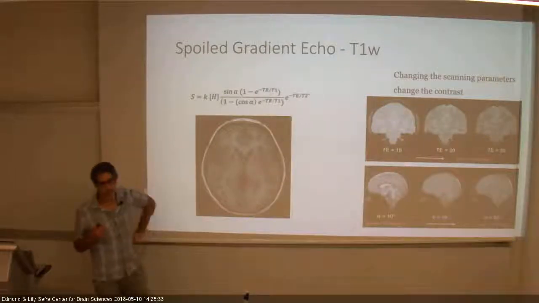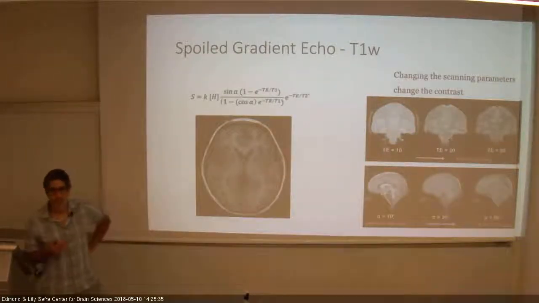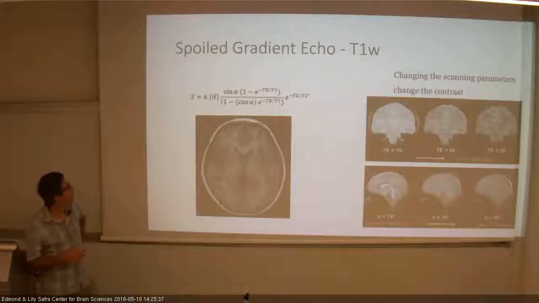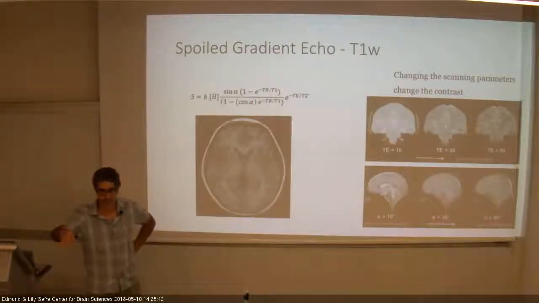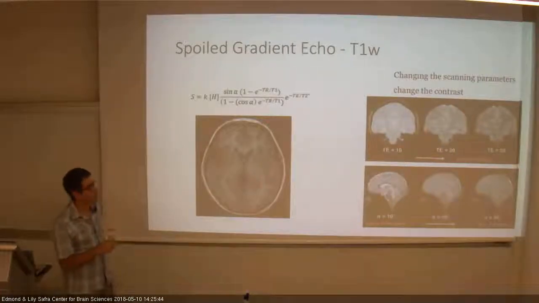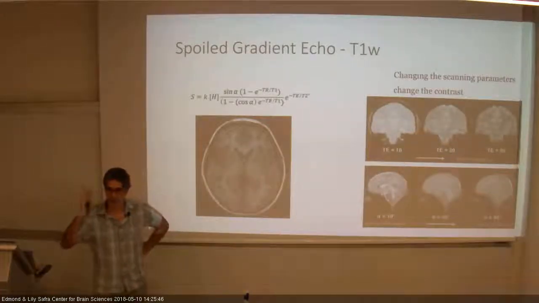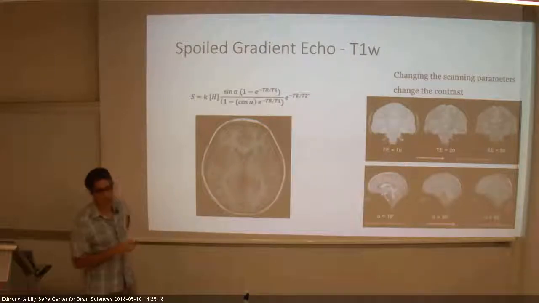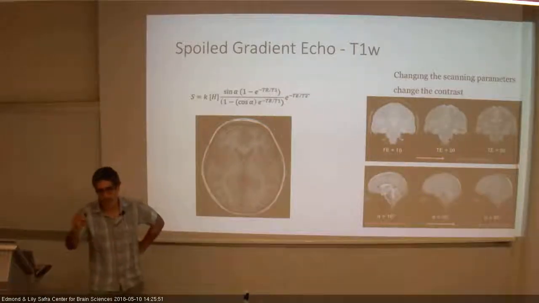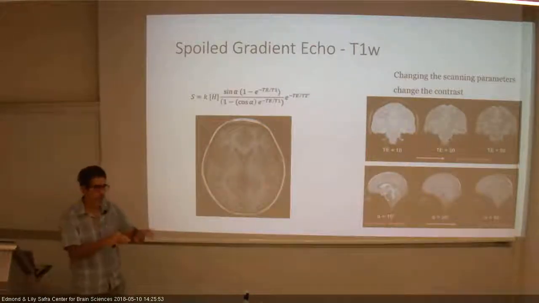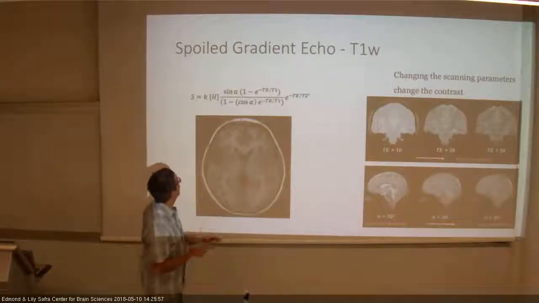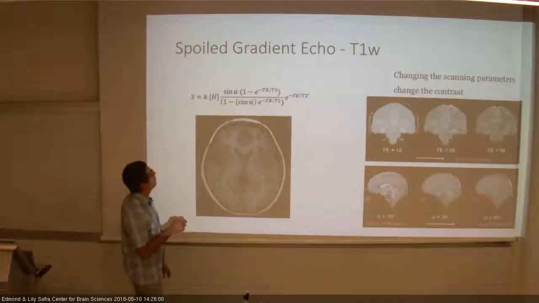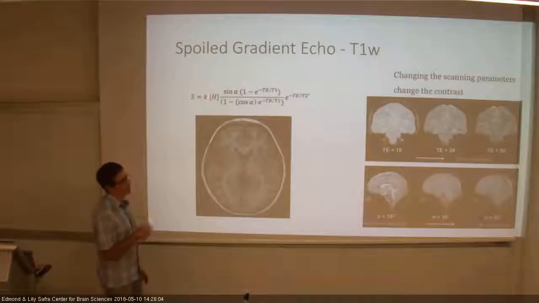Besides, there is T1 and the number of protons and T2 star. These are the three physical phenomena that are affecting the signal, and there are parameters that we can play with in the magnet. We can play with alpha, which is how much excitation we give, and we can play with TR, which is the time between one flip and another, and TE, which is the time to echo. Fine. These are parameters that we just code into the magnet: give me this TE, this TR, this flip angle. And then the signal will depend on those three physical parameters and some kind of a constant.